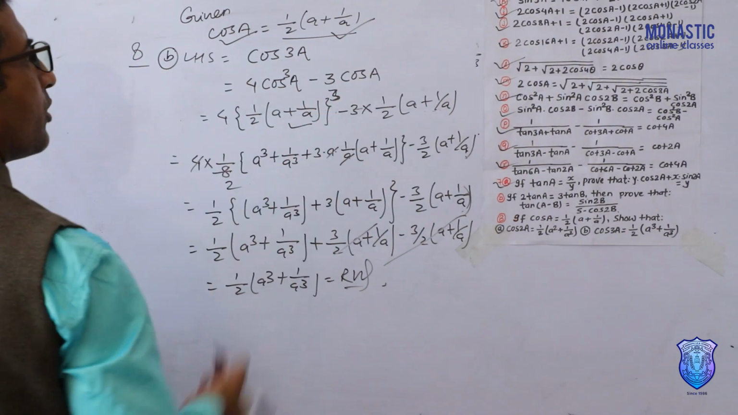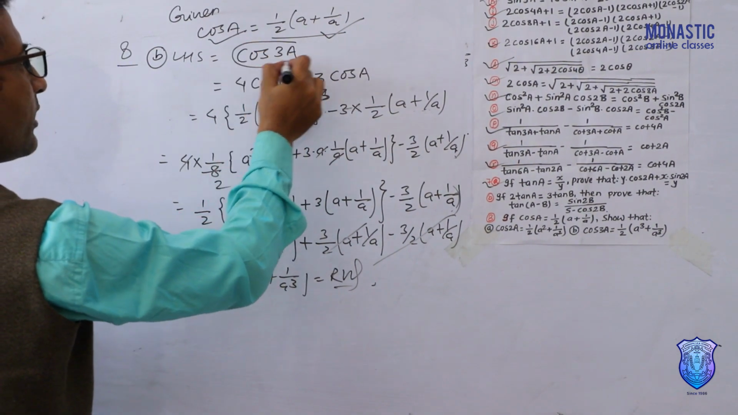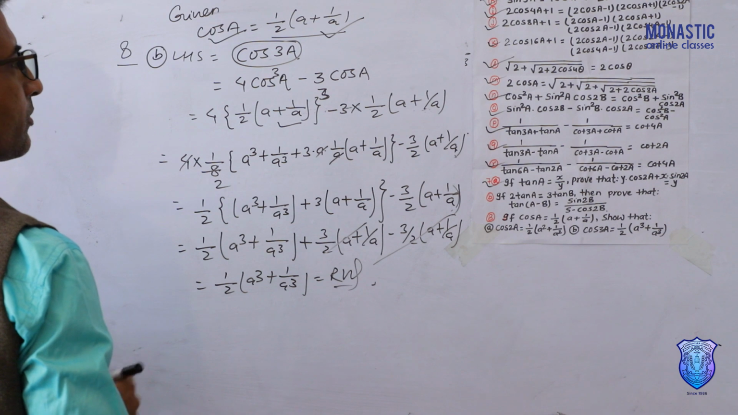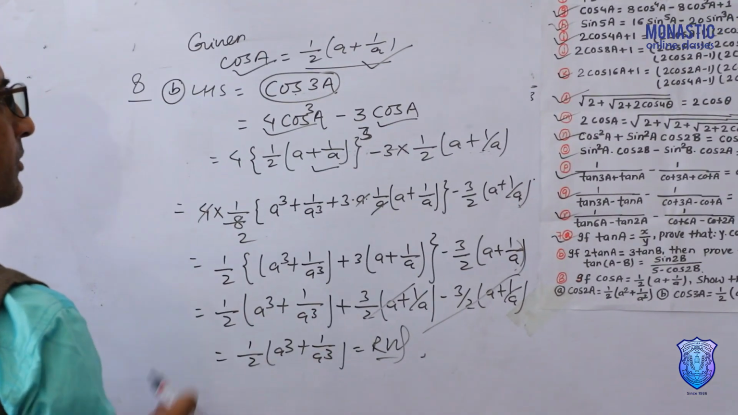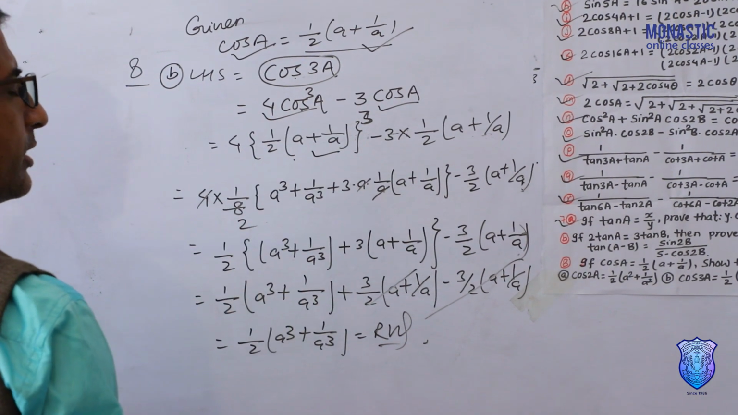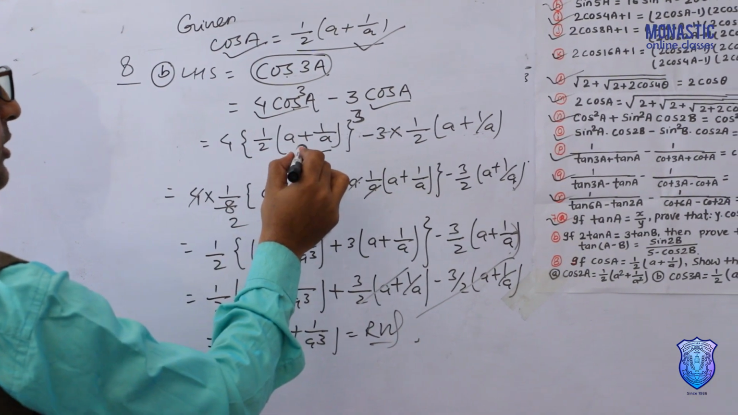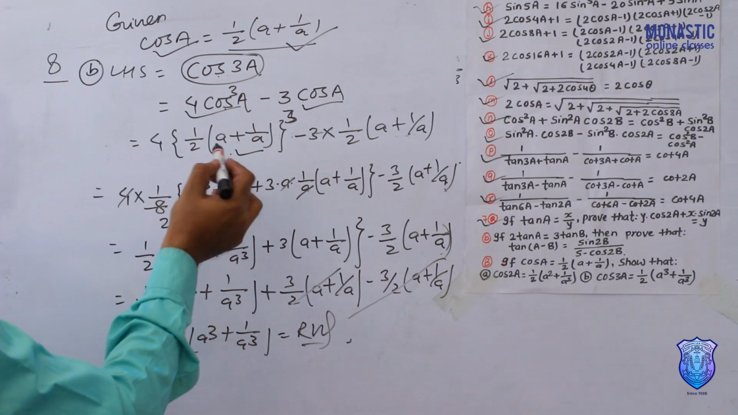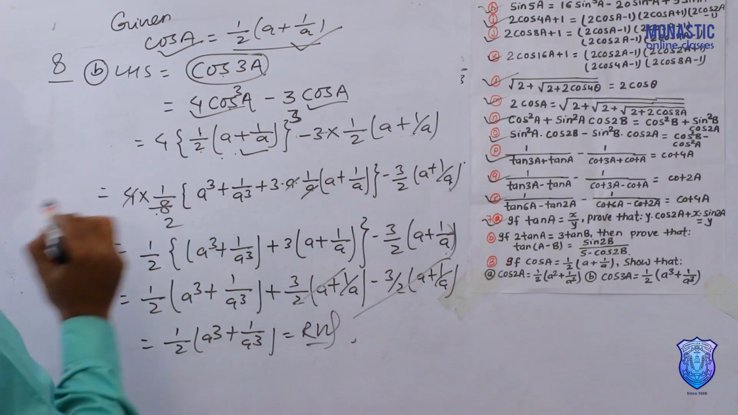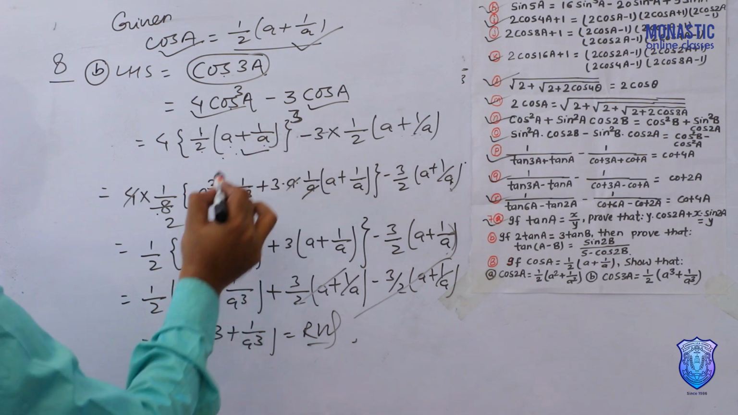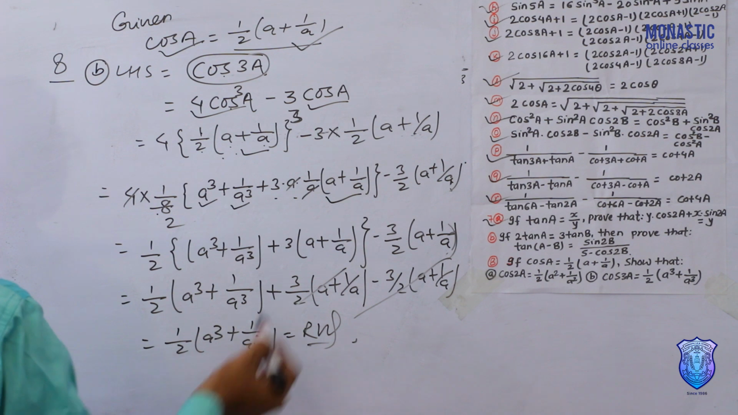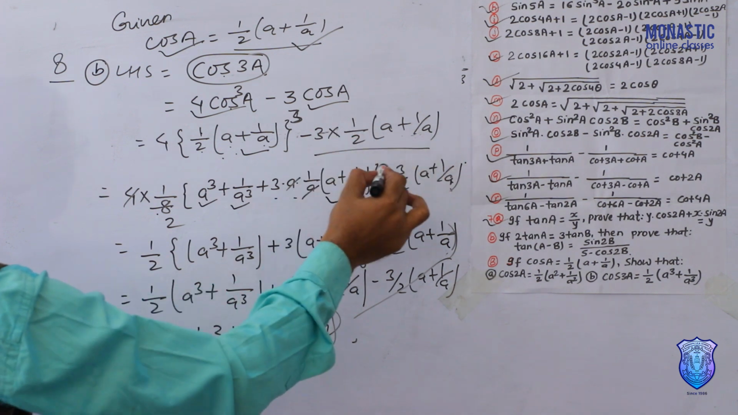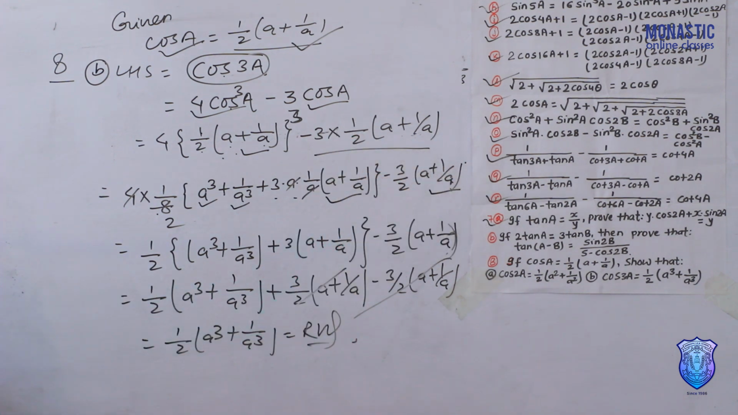Look again from the beginning. We have the value of cos A and we want to find the value of cos 3A. We have the formula of cos 3A. Write the formula. Then substitute the value of cos A. After substituting the value, we have simplified. 1 by 2 cube is 1 by 8. And the a plus b whole cube formula: a cube plus b cube plus 3ab into a plus b. And it is multiplied by 3 by 2 times a plus 1 by a. Then do the multiply and do the solving.